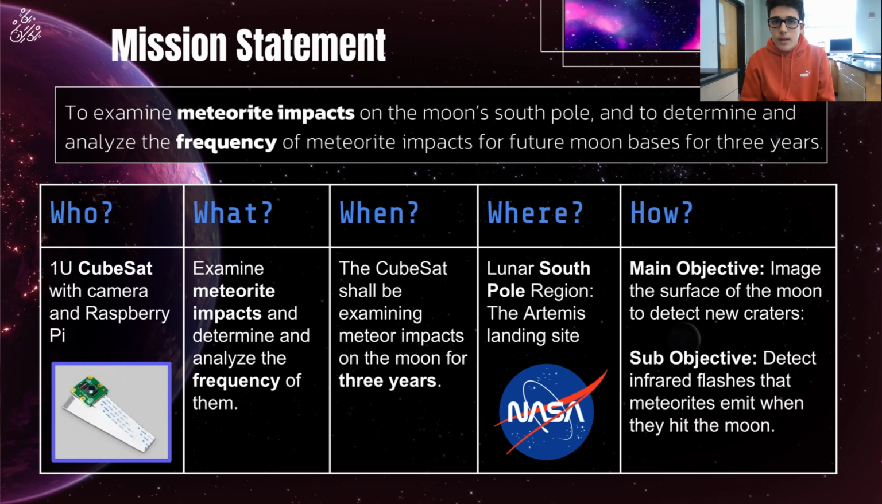This mission will be conducted over the course of 3 years, and it will be mostly conducted in the lunar South Pole region, specifically at 9 possible locations for the Artemis landing site. As the CubeSat is orbiting around the moon, which we will go in detail in our general orbit information, it will take pictures of the landing sites. As for how, our CubeSat will mainly image the surface of the moon to detect new craters, but the CubeSat will also be on the lookout for detecting infrared flashes that the meteorites emit when they hit the moon.